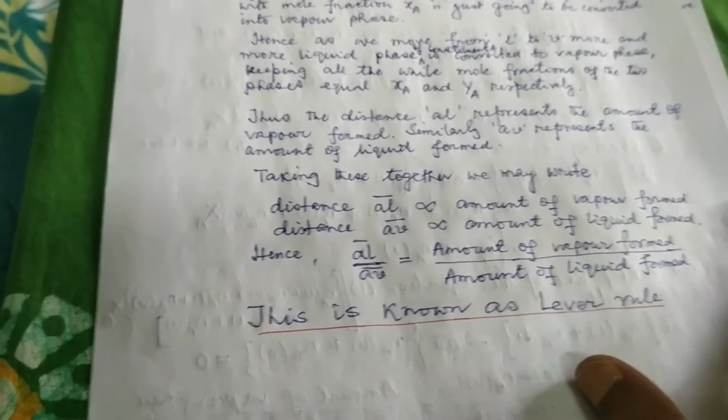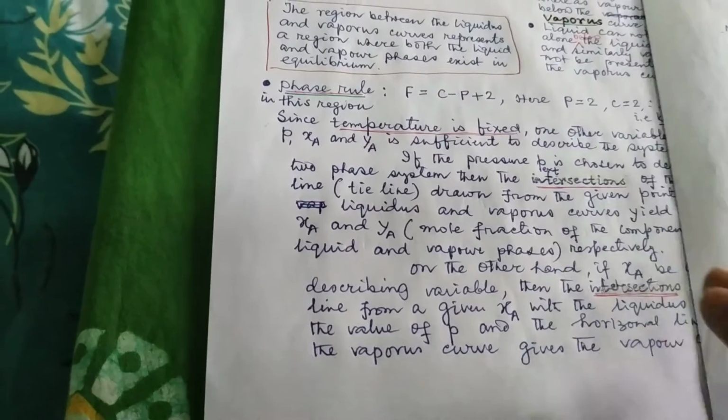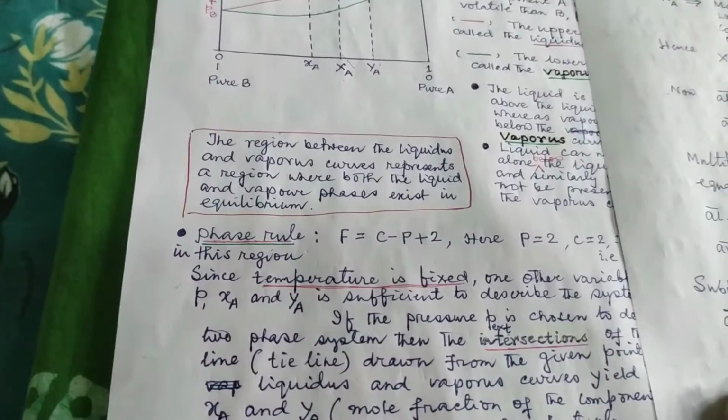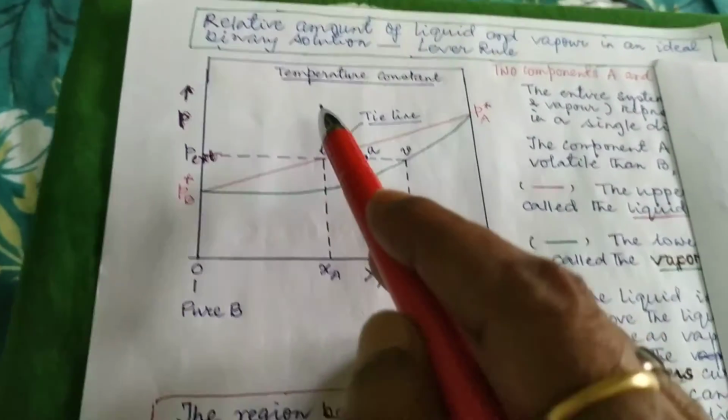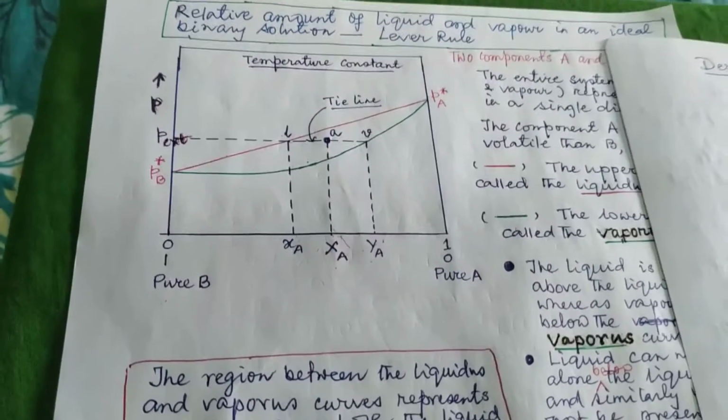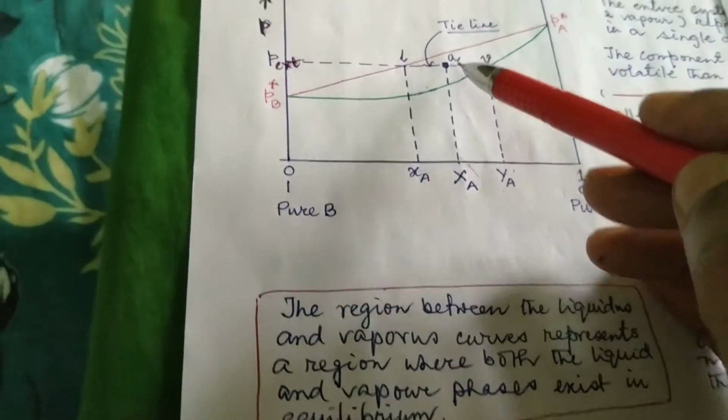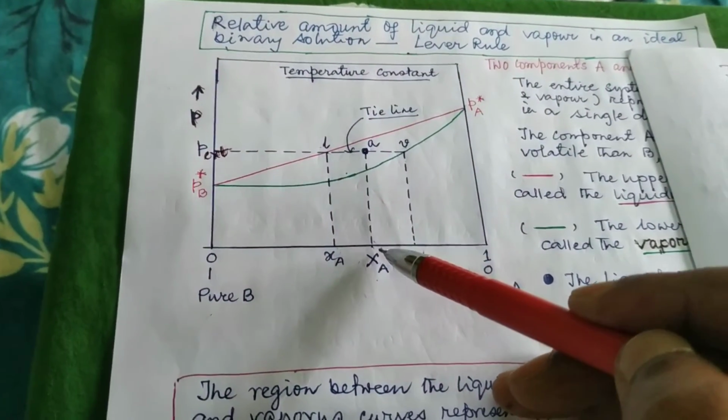Now we will go for the quantitative derivation of the Lever rule. Okay. Now, for a particular point A, let the mole fraction be XA. Now, what is XA?